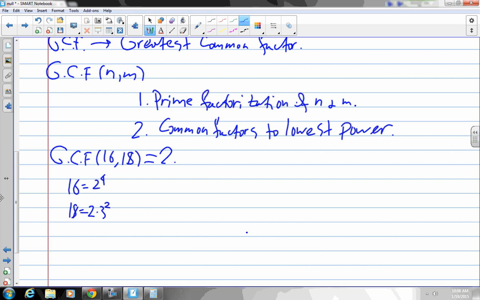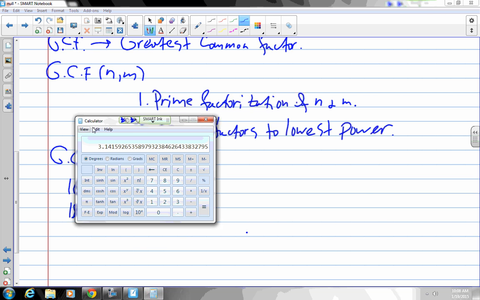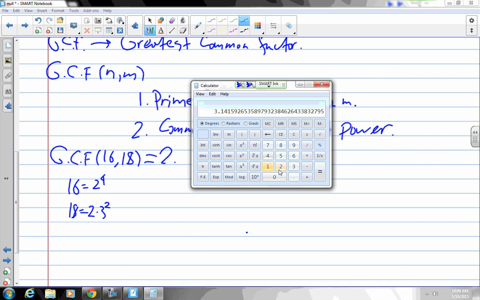Now, take a look at this. If I go 144 times 2, 288, right? So that's the product of LCM and GCF. Now, what were the two numbers that we were dealing with? 16 and 18, right? And if I go 16 times 18, I should also get 288. So the product of LCM and GCF is always the product of the numbers themselves.